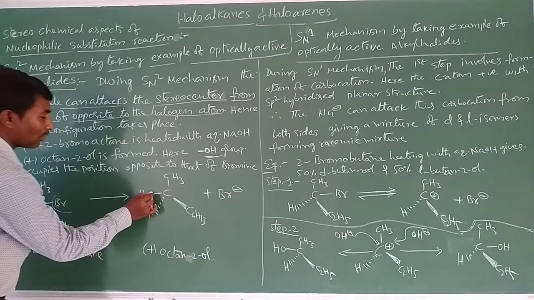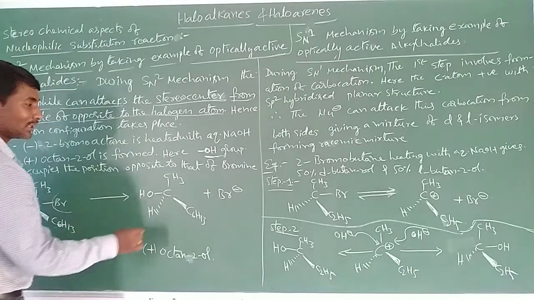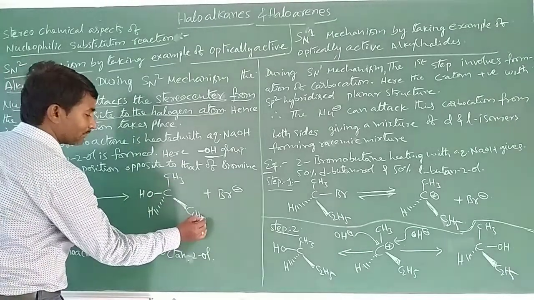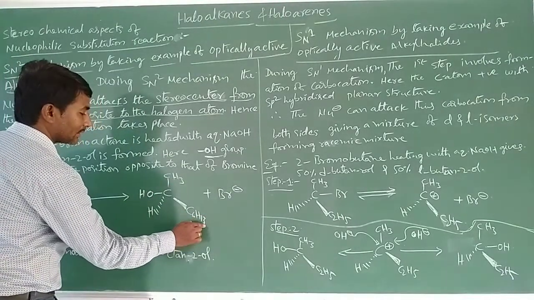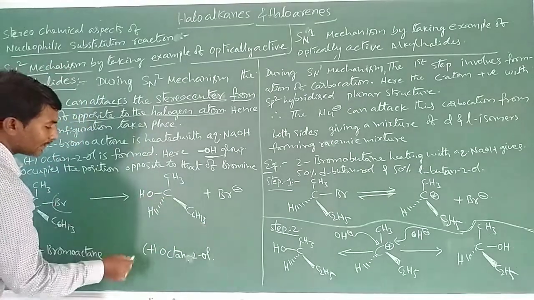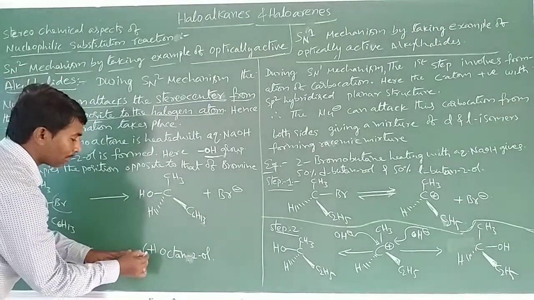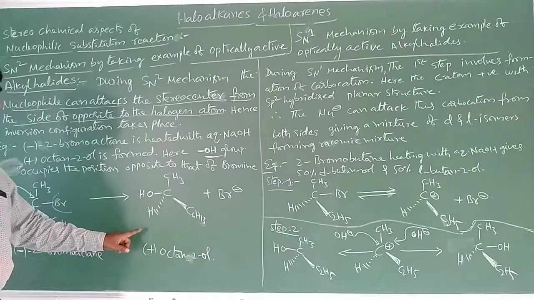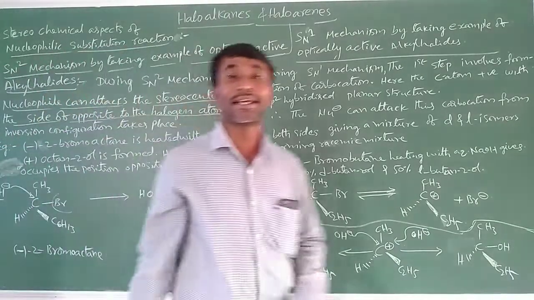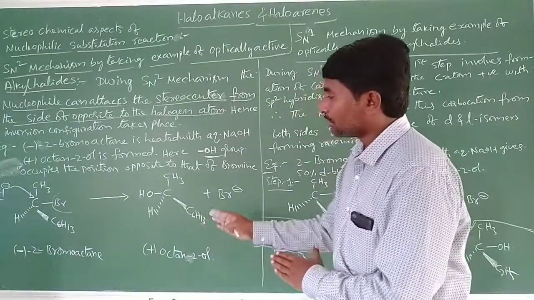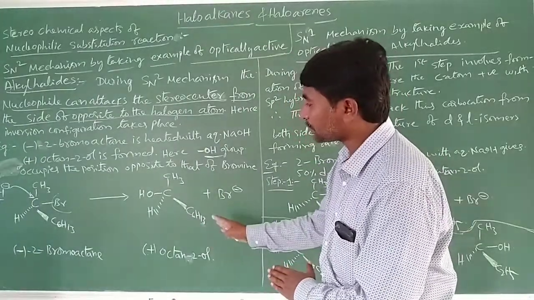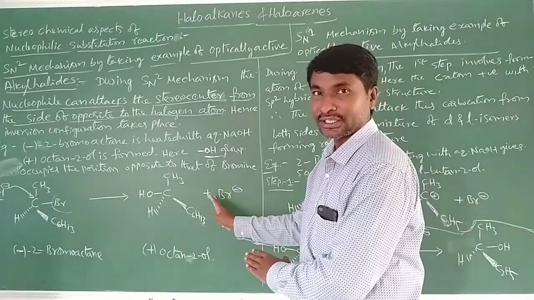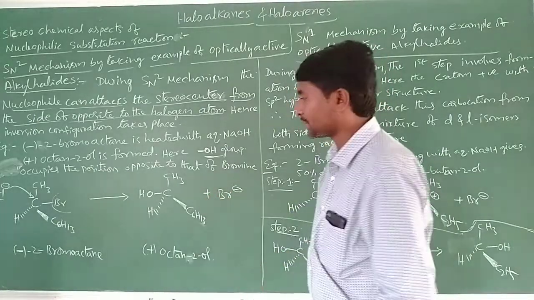So here we have OH, CH3, H, C6H13. This product is plus octan-2-ol, which means the dextro product. So here you have to observe that inversion takes place.